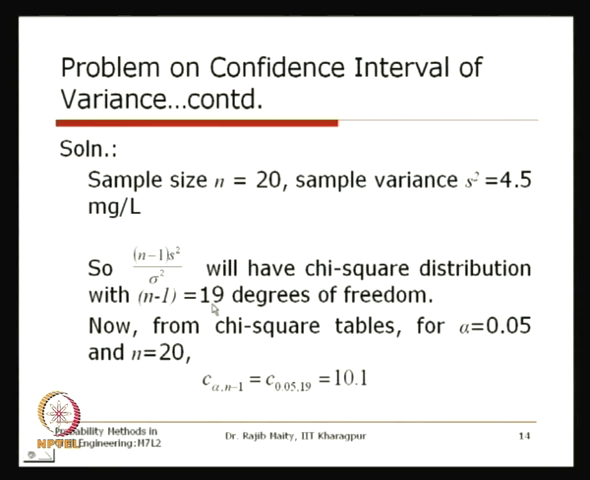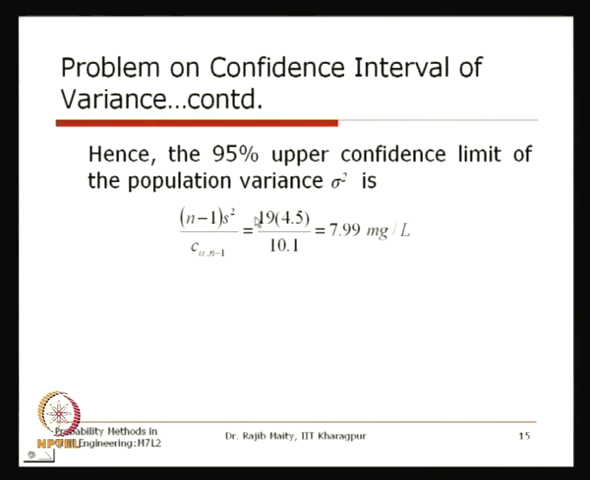Now, which cumulative probability level you are interested in depends on what confidence level you are looking for. Here we are looking for 95% confidence, so the alpha value is 0.05, n equals 20, and the degrees of freedom is 19. So, for this, chi-square alpha, n minus 1, that is chi-square 0.05, 19, if we see it from the table, the value is 10.1. If we use this value, then (n minus 1) s squared divided by chi-square alpha, n minus 1, is equal to 19 multiplied by 4.5 divided by 10.1.